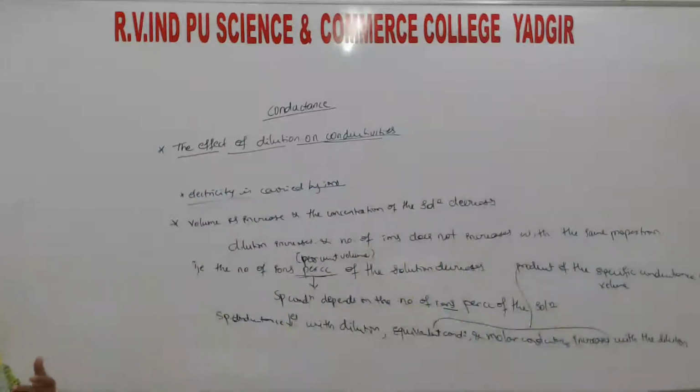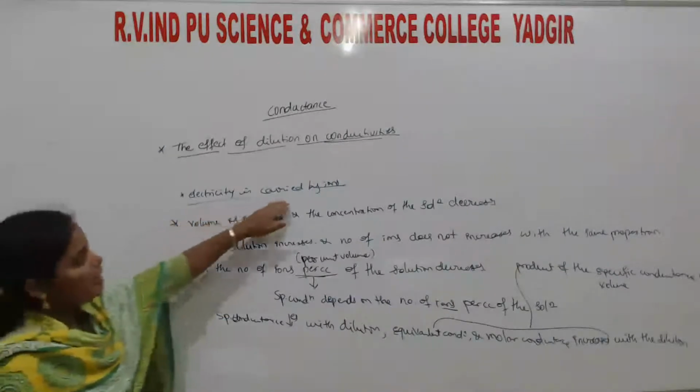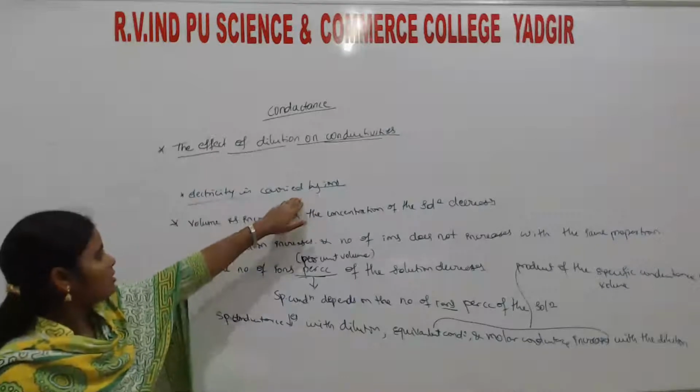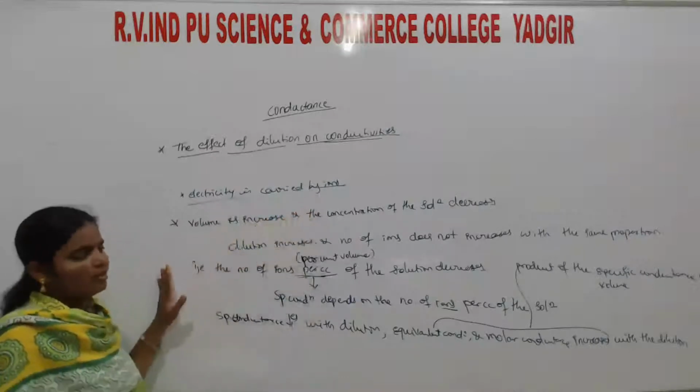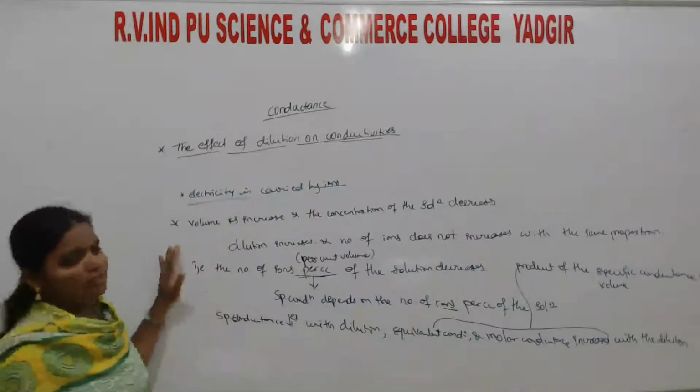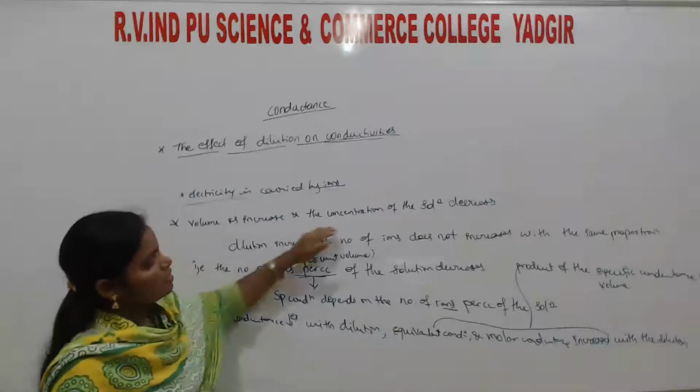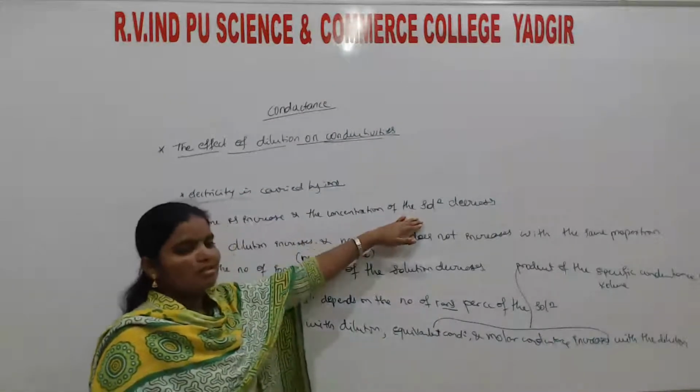In the effect of dilution on conductivity, the electricity is carried by ions. When the volume of the solution increases, the concentration of the solution decreases.